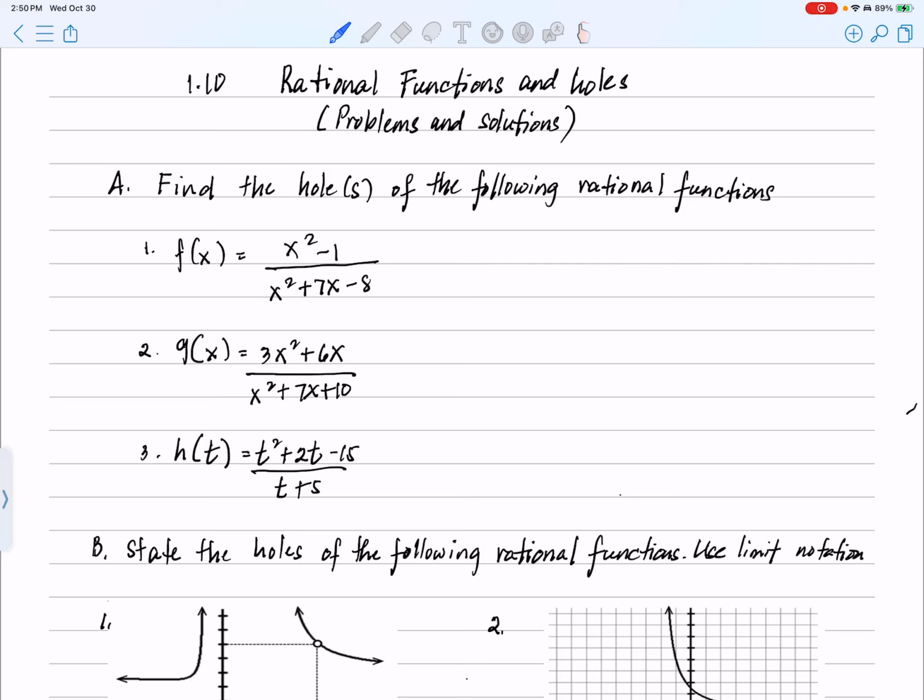Welcome to Matematika. Today we're going to do problems and solutions of rational functions and holes. Let's start with the first question. Find the hole of the following rational function.